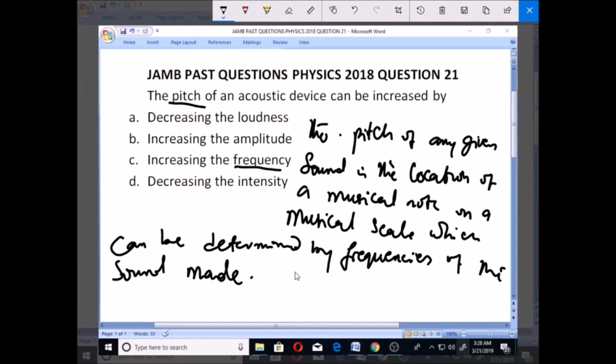So when you want to get the pitch of a sound, it has to be located by taking note of the location of the musical note on a musical scale, and this musical scale is actually determined by the frequencies. So when you're talking about increasing the pitch, you are talking about increasing the frequency, and that makes option C the right answer. So whenever you have questions relating to pitch, know that you are talking about frequency of sound, and if you want to increase the pitch, you have to increase the frequency, and that is the answer to the problem.